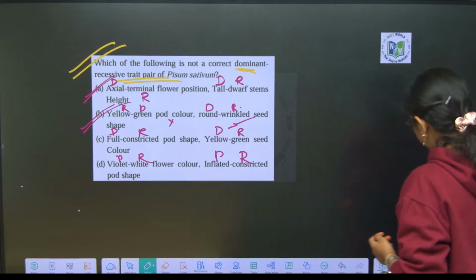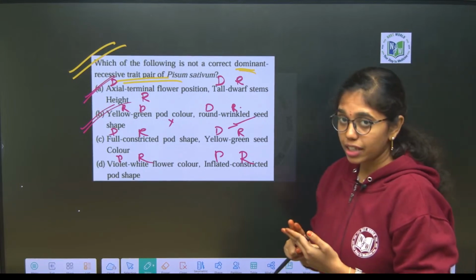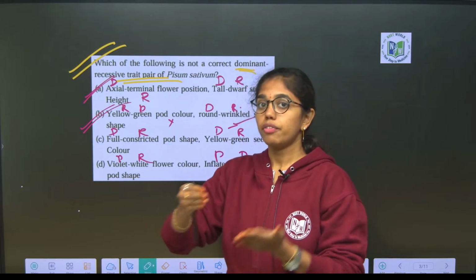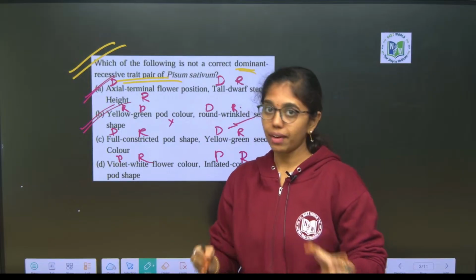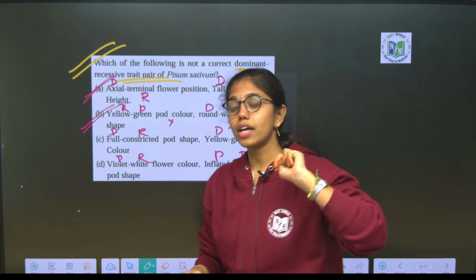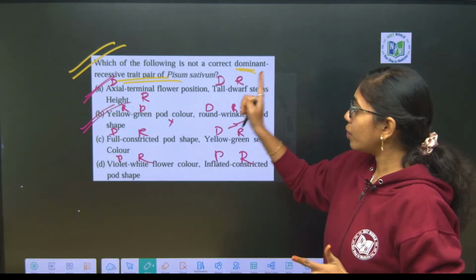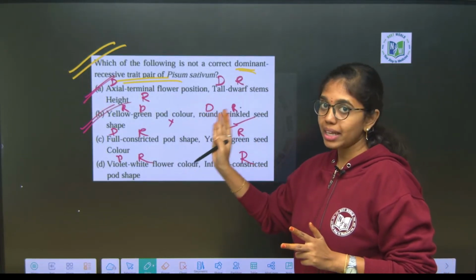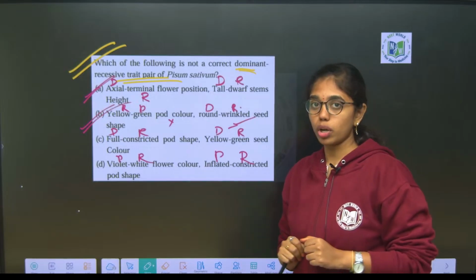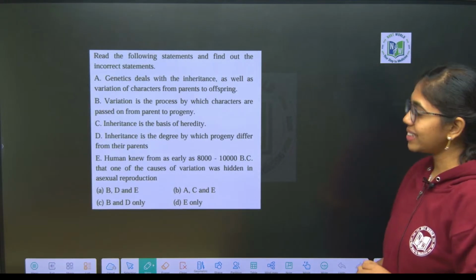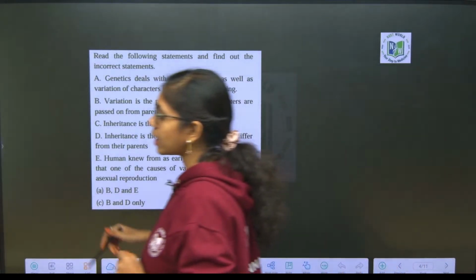Good. In our previous NEET questions from 2025 to 2020, 2 questions were asked on the contrasting traits, varieties and characters which are considered by Mendel in his dihybrid cross and monohybrid cross. And next, read the following statements and find out the incorrect statement.